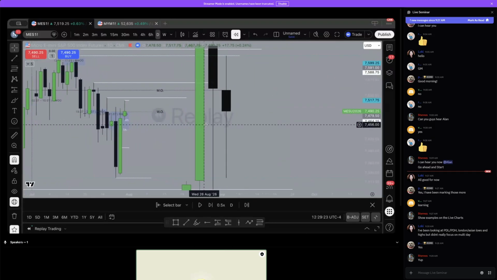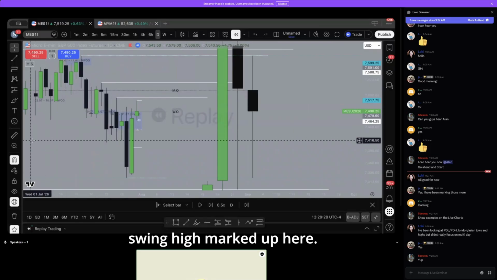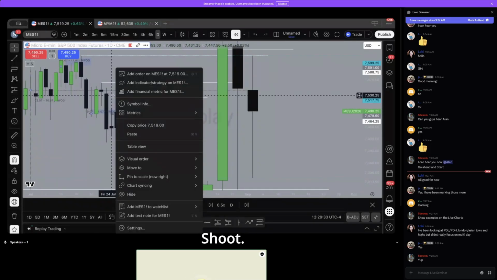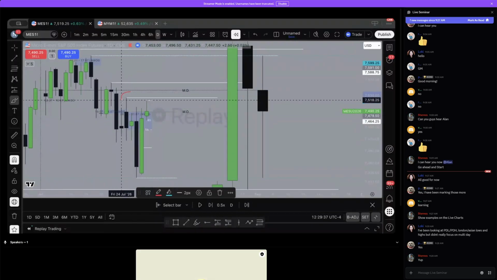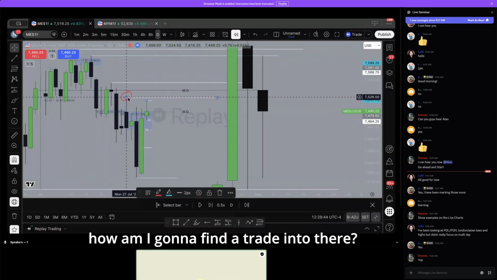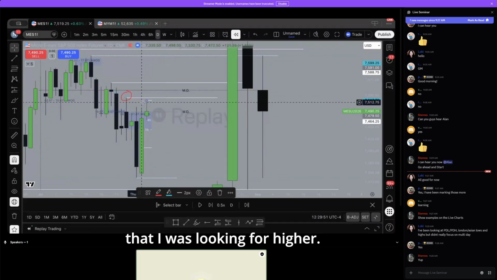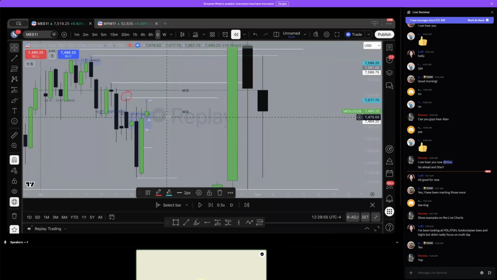Going into pre-market, this is what the daily candle looks like, and I see that we have this swing high marked up here. Shoot, I tried to draw on it. Didn't work. So I'm looking at that swing high, and I'm telling myself, how am I going to find a trade into there? That was my target from the beginning of the day. I also sent in my channel that I was looking for higher. I was looking for higher on NQ, but ES ended up being the stronger asset yesterday.